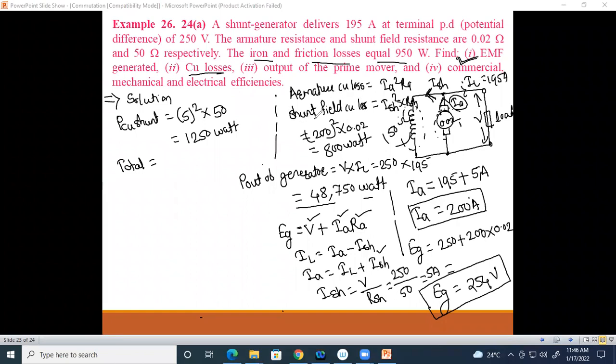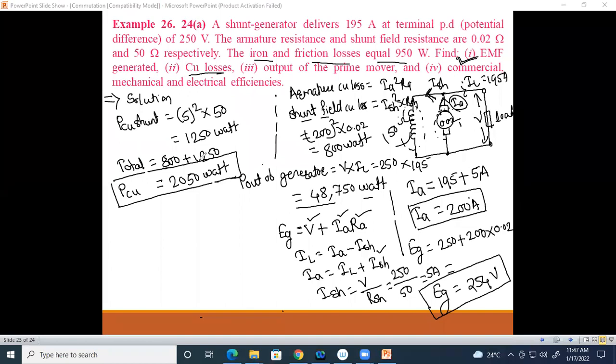So total copper loss is the sum of these two losses, the armature copper loss plus the shunt field winding copper loss. Armature copper loss 800 plus shunt field winding copper loss 1250. So total copper loss, or PCU, is equal to 2050 watt. So this is the second answer, copper loss equals 2050 watt.